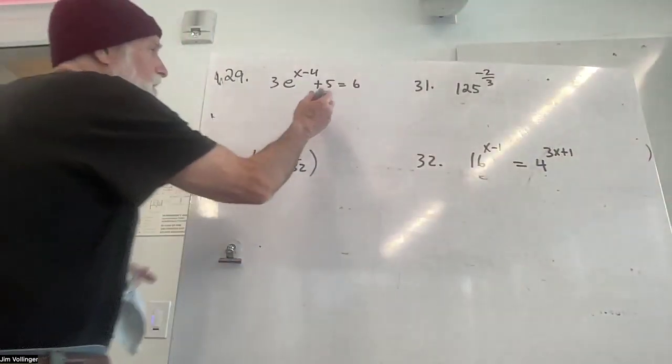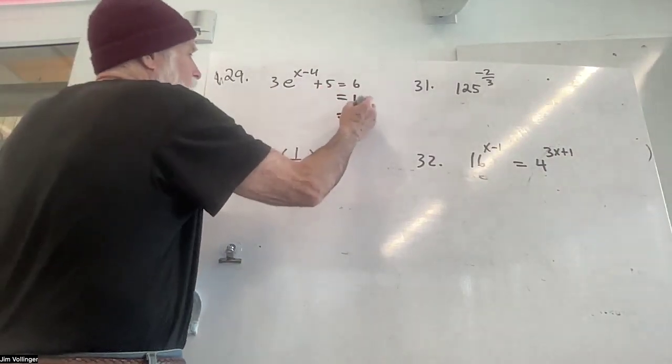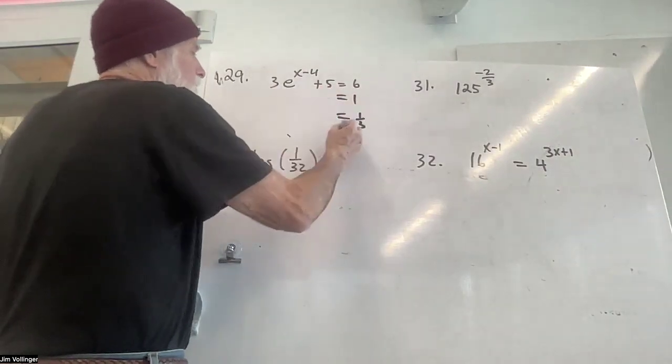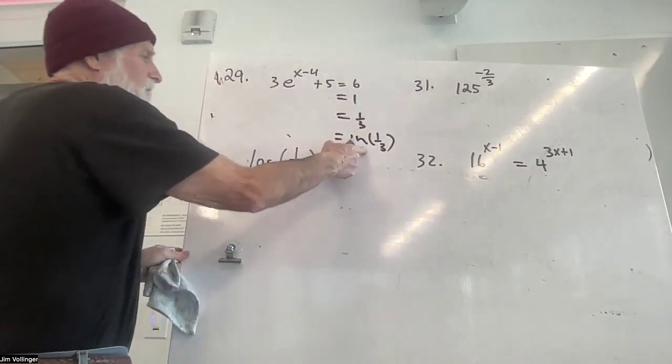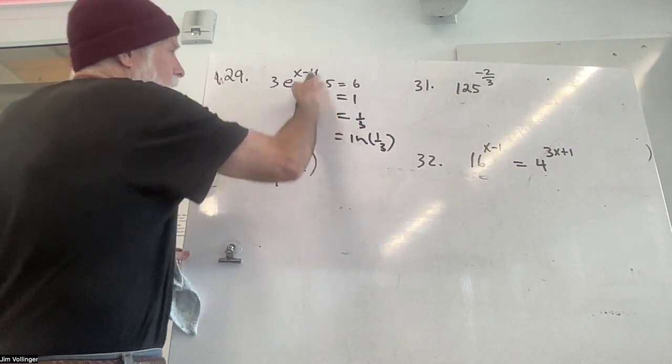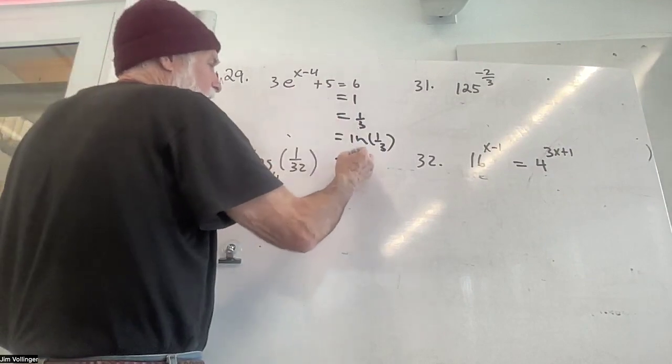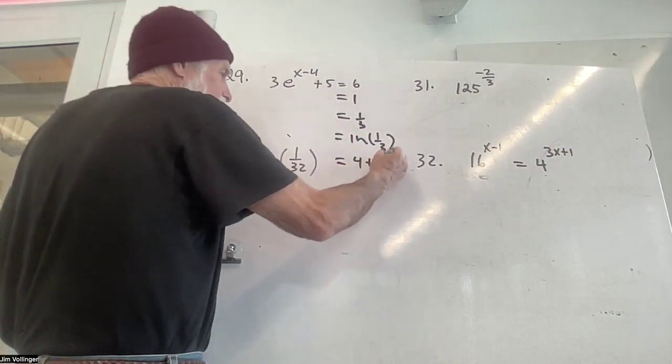So I'm just going to show you the mechanics. Subtract 1, divide by 3. E to the means ln of. That's the inverse operation. That's approximately negative 1.1, and we're adding 4. But our answer is this exact answer.